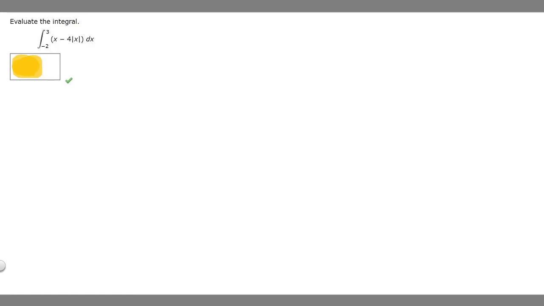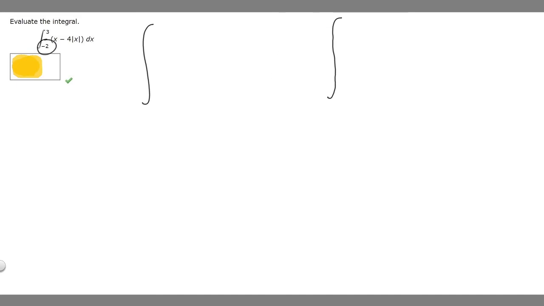So in this problem, we're told to evaluate the integral from minus 2 to 3 of x minus 4 times the absolute value of x dx. In order to solve this problem, we're going to split it into two different integrals, and you'll see why, because of the absolute value. And so we're going to have two integrals.